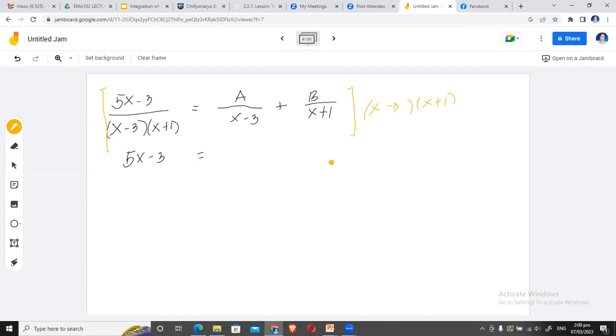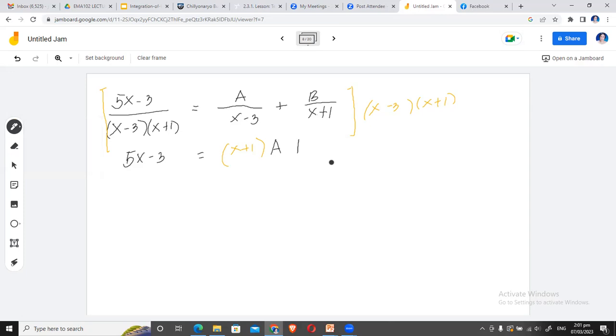The purpose of this is that you'll be able to multiply these unknown constants or this undetermined coefficient by the factor that is not present in its denominator. So since you have x minus 3 here in the denominator and your multiplier is x minus 3 and x plus 1, then it will require that you will have x plus 1 now multiplied to A. So that factor that is not present in the denominator will be the one that is multiplied to the unknown constant or the undetermined coefficient.